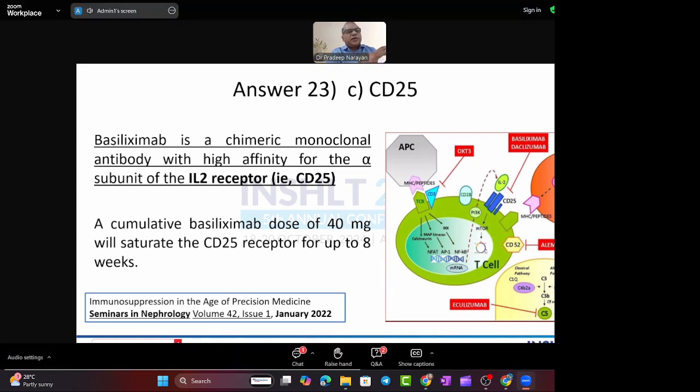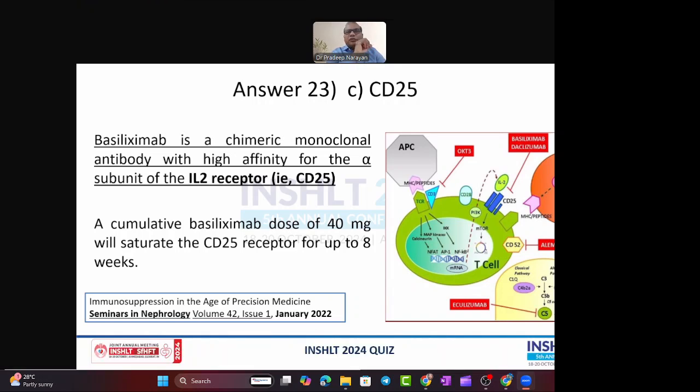CD25 is a component of the interleukin 2 receptor, and this is actually important for T cell growth, proliferation, and differentiation. And the action of basiliximab is monitored by CD25. Next slide, please.